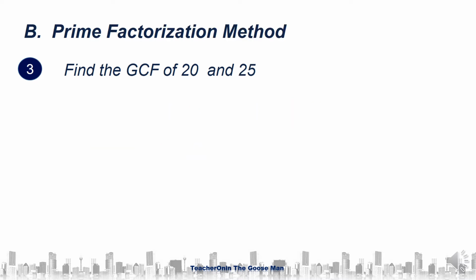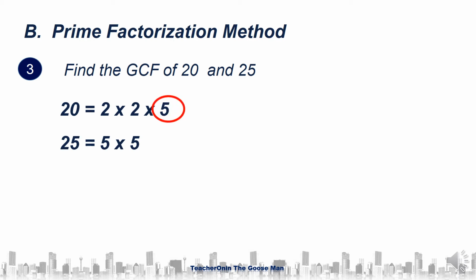Now that you have an idea of the listing method, let's move on to the second method. We call this one the prime factorization method. In the prime factorization method, we list down all the prime factors of a given number. Say for instance, find the GCF of 20 and 25. Let's list down the prime factors of 20. So we have 2 times 2 times 5. Also, for 25, we have 5 times 5. Take note that the only common factor is 5, so the greatest common factor here is equal to 5.